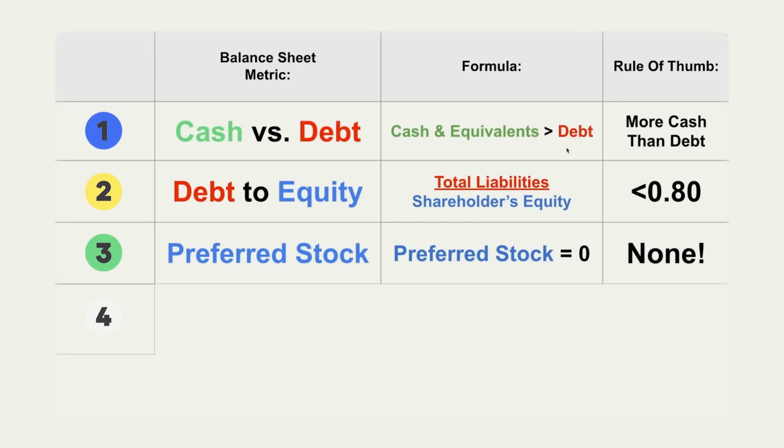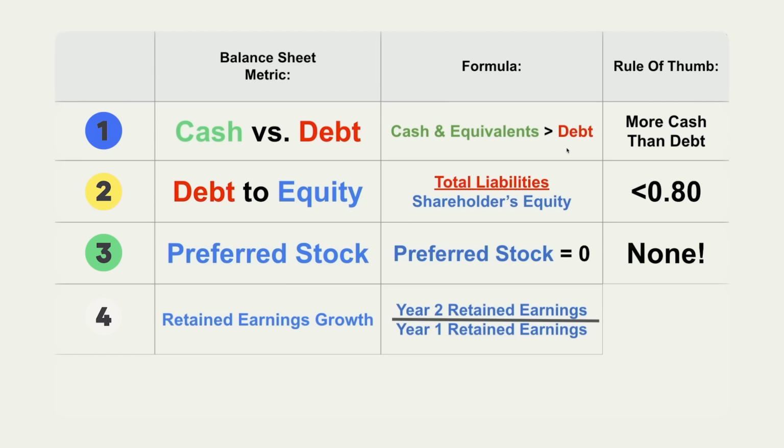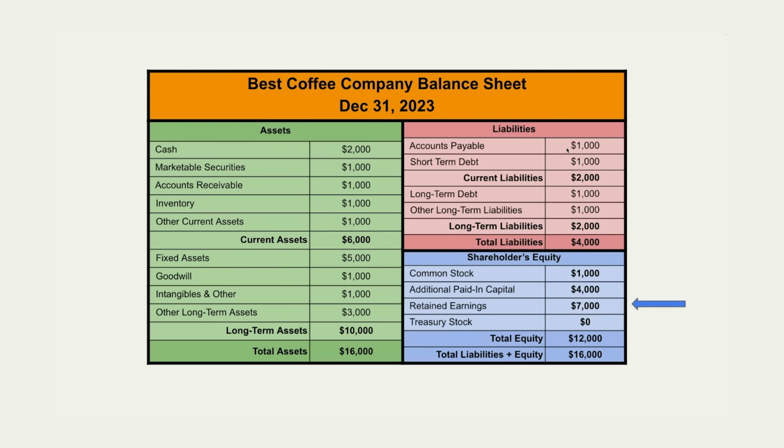That brings us to rule of thumb number 4, which is about retained earnings, and specifically retained earnings growth. Buffett likes to compare a company's retained earnings in the most recent period to the retained earnings in the last period. And his rule of thumb is that this number consistently grows, especially during recessions. Now, to find this number, we simply look in the shareholders' equity section of the balance sheet for a figure that's called retained earnings. We want to see that this figure is positive and is larger than the same figure in the year ago period.